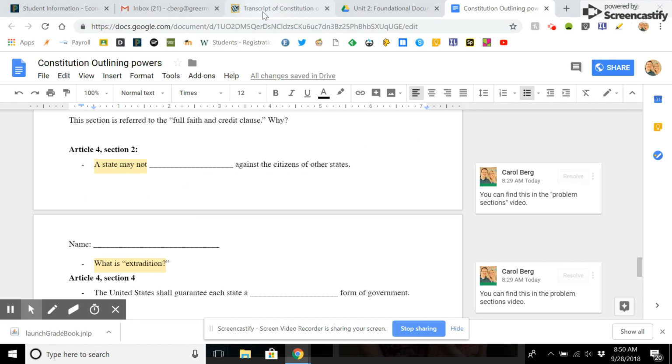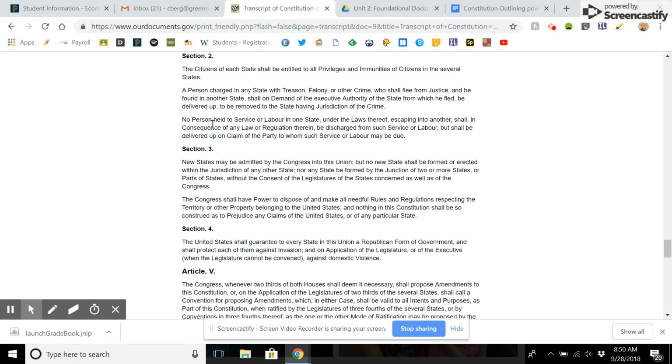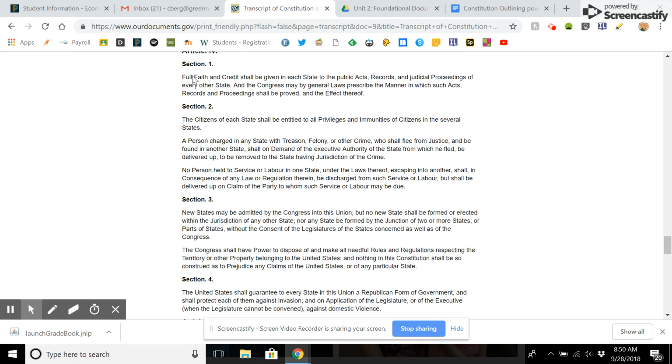What is extradition? This is just a vocab term. It's not in there. It just says right down here, Article 4 under Section 2. In this section, it says a person charged in any state with treason, felony, or another crime who shall flee from justice and be found in another state shall, on demand of the executive authority of the state from which he fled, be delivered up.